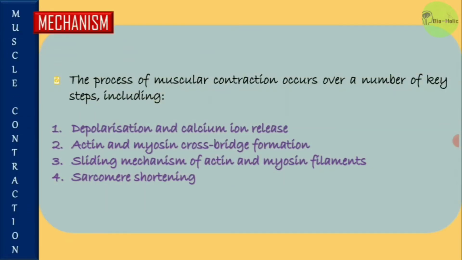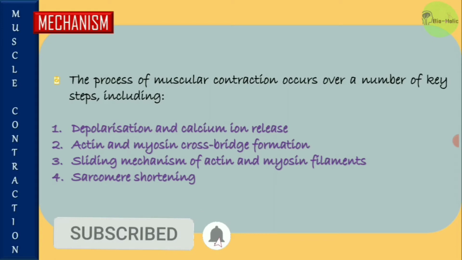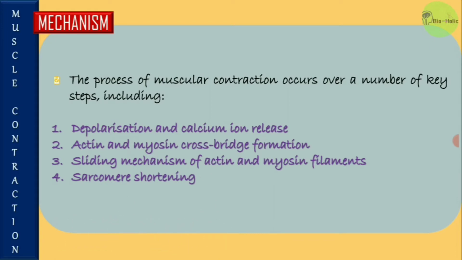Now, the mechanism of muscle contraction. The process of muscle contraction occurs over a number of key steps, including number 1, depolarization and calcium ion release, then the actin-myosin cross-bridge formation, then the sliding mechanism of actin and myosin filaments, and lastly the sarcomere shortening.